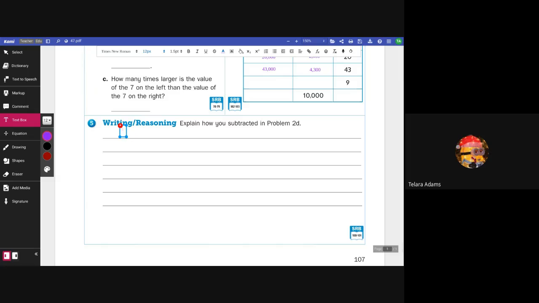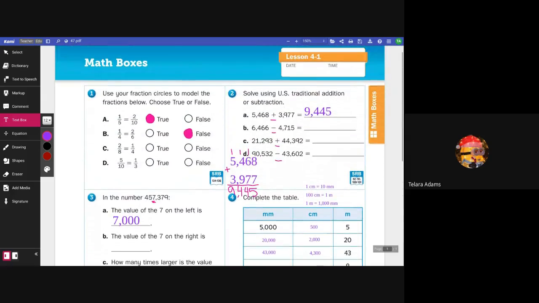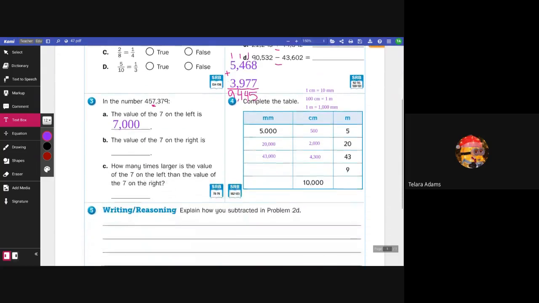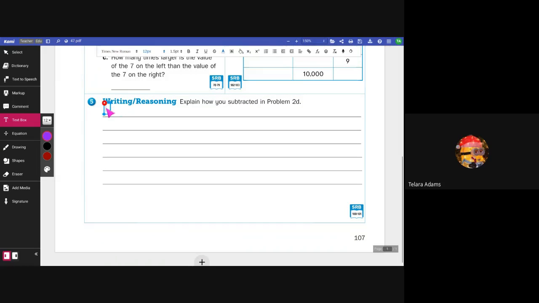Finally, number 5. Explain how you subtracted in problem 2D. Now, 2D is where you had to subtract using traditional subtraction. So you are going to tell me what are the steps that you had to take to solve this problem. Remember, you used a separate sheet of paper. So you should have the steps already in front of you. And I want you to tell me step by step.